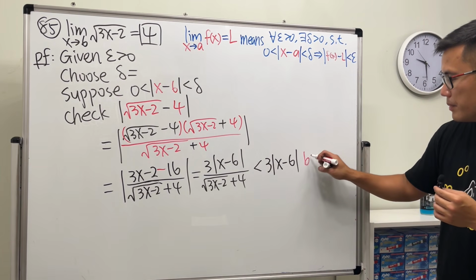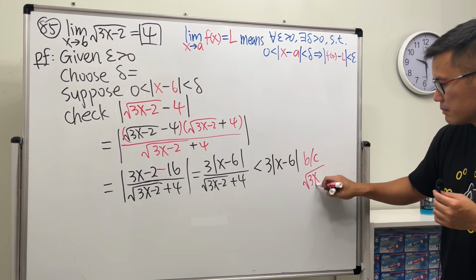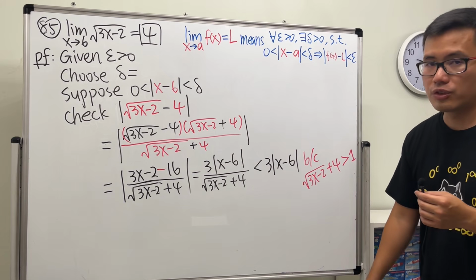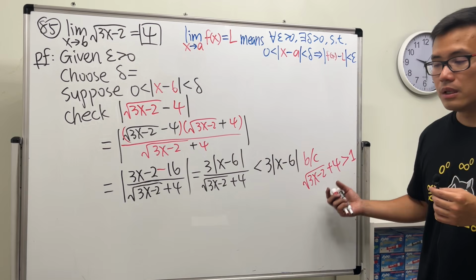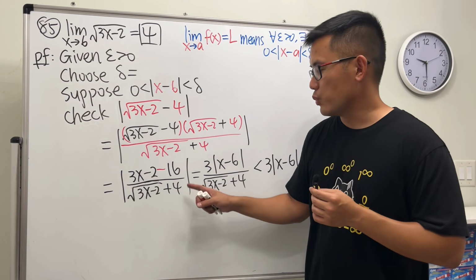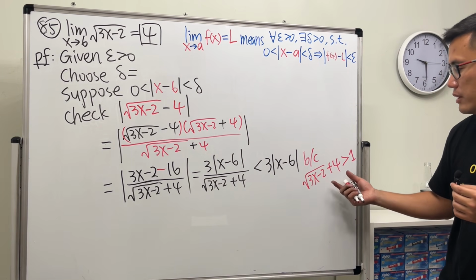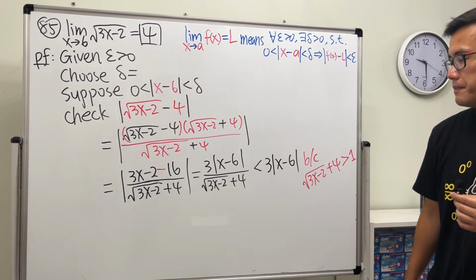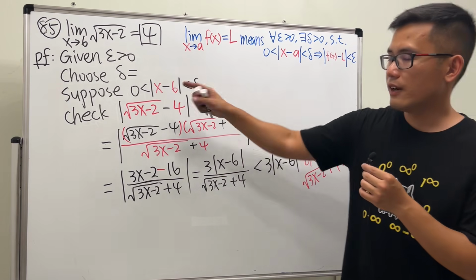Why? Because we will mention that square root of 3x minus 2 plus 4 is greater than 1, right? That's what you have to mention. You don't mention this is greater than 0. You mention this is greater than 1. From here to here, we mention it's greater than 0 because we can get rid of the absolute value. But from here to here, we mention this is greater than 1 because we want to have this inequality and then get rid of the whole thing. Cool. Now, we have this, which is excellent.